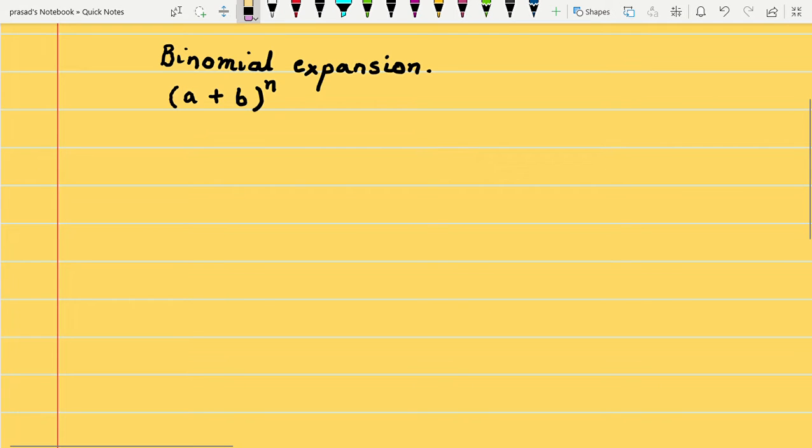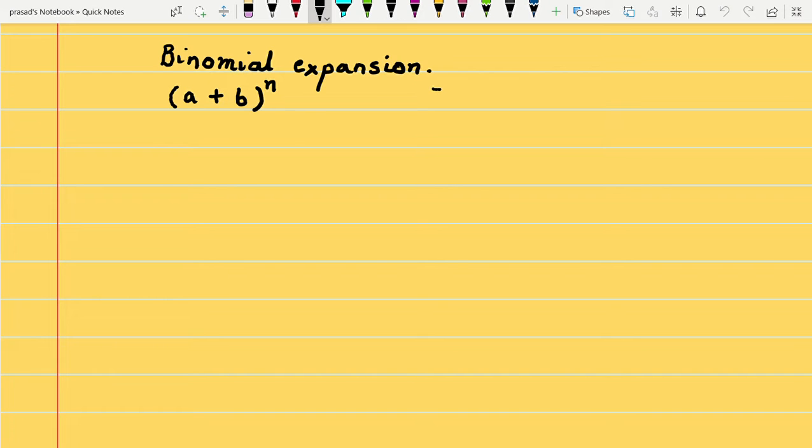Hello students, today we are going to start with a new topic and that is the binomial expansion. Now, as you know, bi means 2. So in binomial expansion, we are going to expand the brackets which have two terms like a plus b to power n. Okay, you are already familiar with the concept of coefficients.